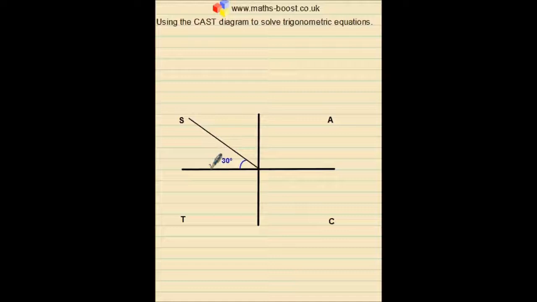And to keep things simple, I suggest that these are the only angles that you should actually write in on your CAST diagram. For example, if I was interested in an angle of 280 degrees, I would draw the arm in here, and the related acute angle would be 80 degrees, since it's drawn from this nearest x-axis.